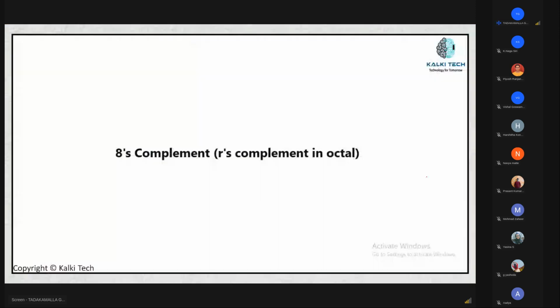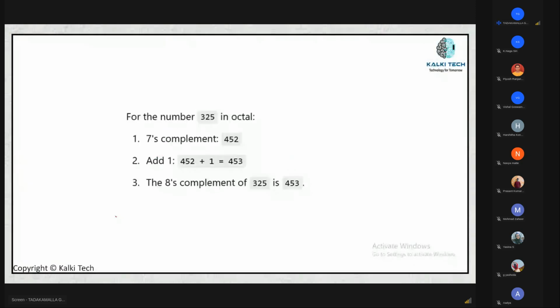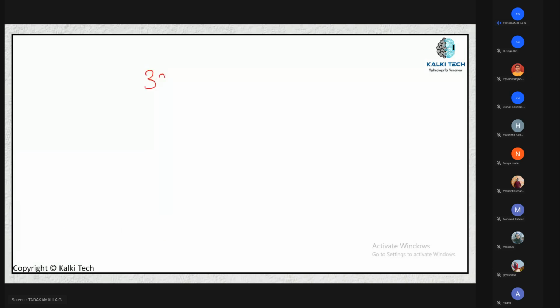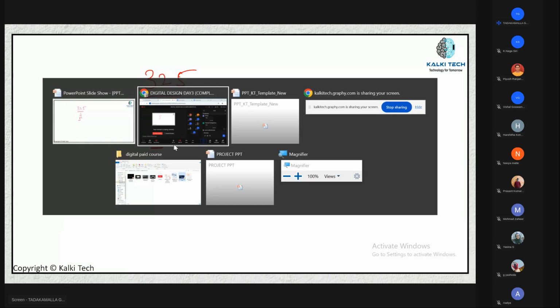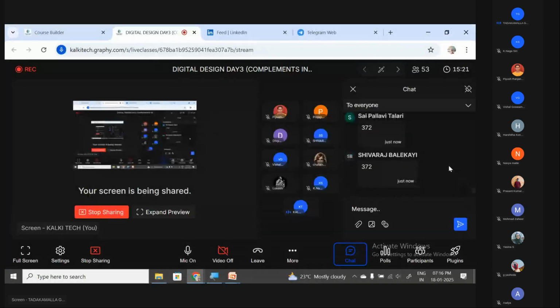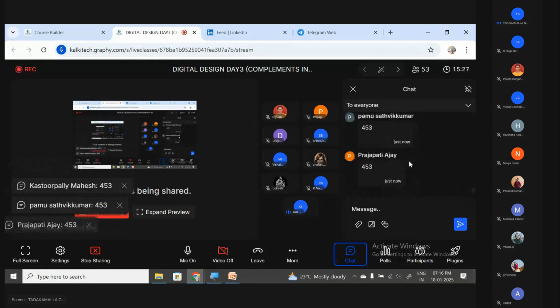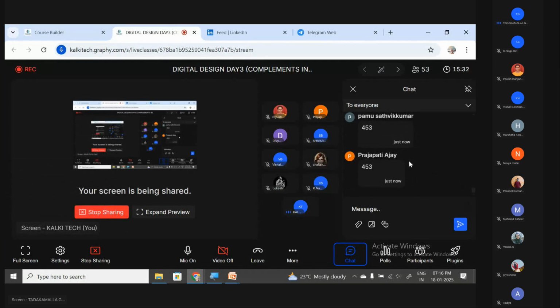Yes. And coming to R's complement, that is 8's complement in octal. For performing the 8's complement, we should first perform 7's complement on this number. Then we are going to add 1 to that number. Let's say this 3 2 5. What is the 8's complement of this 3 2 5? Correct? Yes. Just add 1 after performing 7's complement. Okay. Then you will get the 8's complement. Yes. Correct.